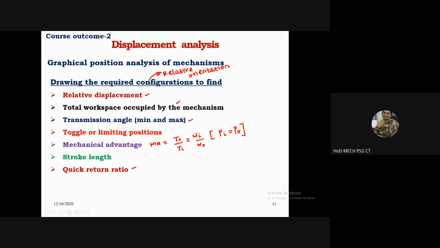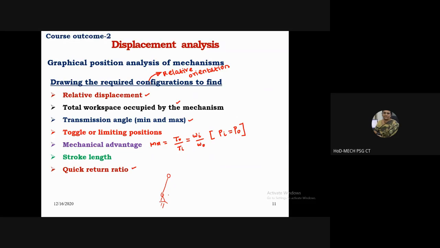So we carry out kinematic analysis by two methods, graphical method and analytical method. We will be initially starting with graphical method. So graphical position analysis of mechanism. When I say graphical position analysis, it is nothing but drawing the configuration to scale.